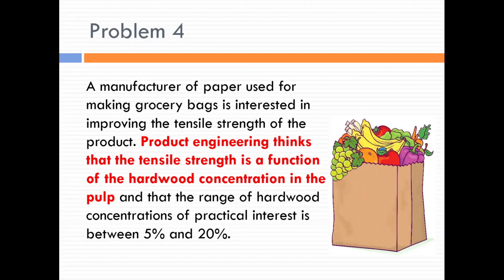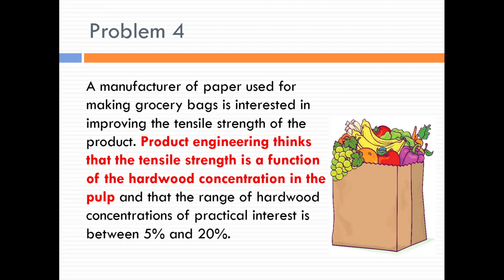So we have a manufacturer of paper that is used to create grocery bags. The product engineering team is interested in investigating whether the tensile strength is affected by the hardwood concentration in the pulp when you are creating the paper. The range of hardwood concentration of practical interest to the team is between 5% and 20%.